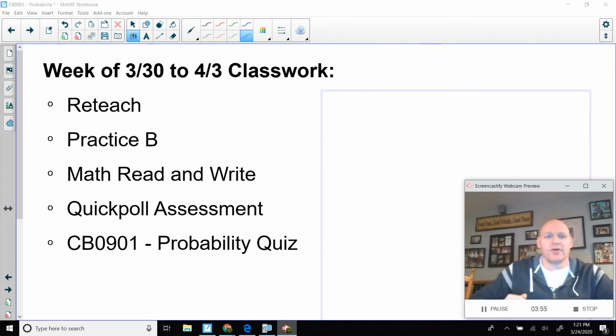What we're going to do is have a couple different classwork things that you can work on this week. I do want you to work on the reteach. I want you to work on the practice B. These are PDF files that you can find in the Google Classroom, as well as the math read and write.